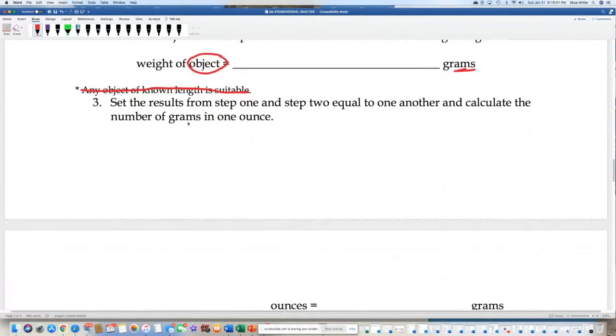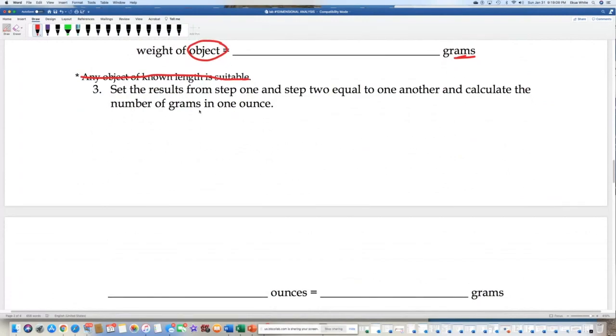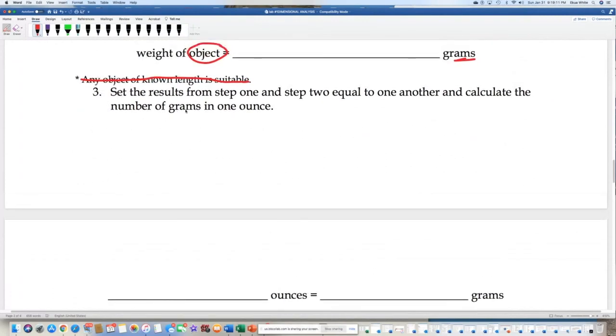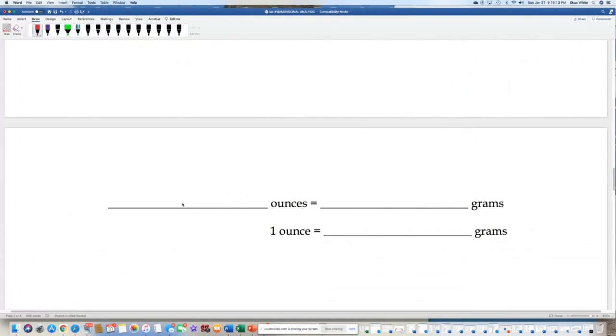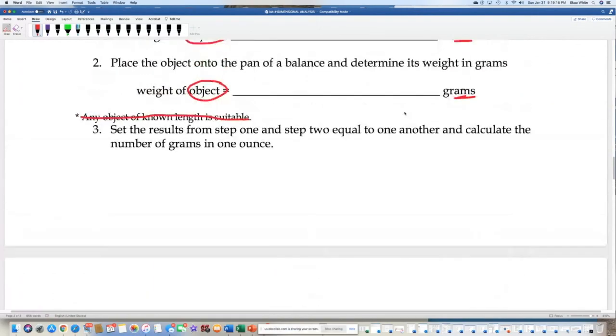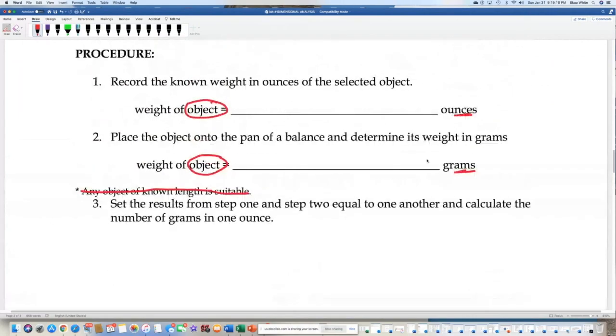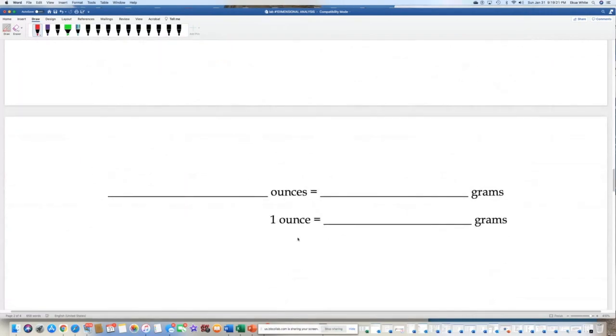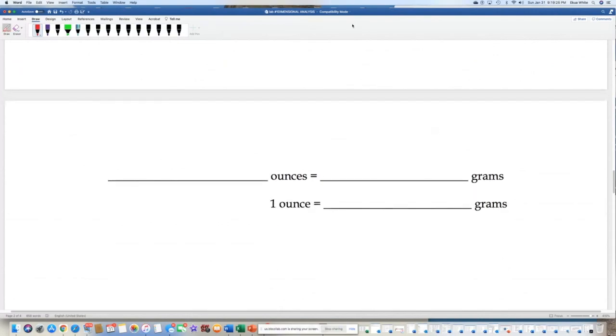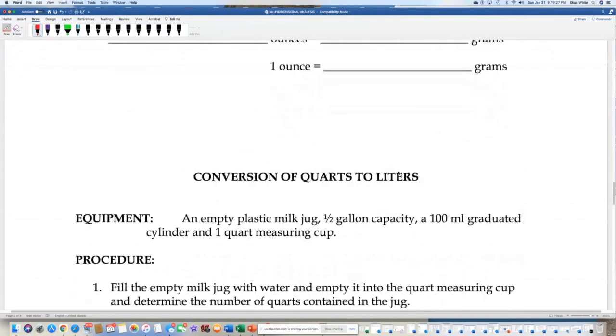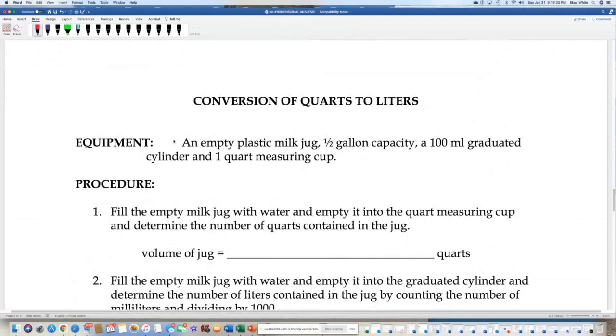And then for number 3, you would do, oh, same thing. You want to find the grams in 1 ounce. Same thing. Whatever number you got here in ounces, you write down here. Whatever number you got in grams, you write down here. Then figure out how many grams you have in 1 ounce based on what you did, the math. And you have one more step.